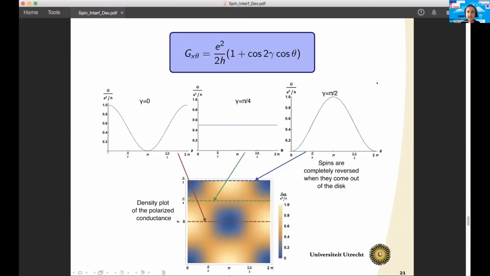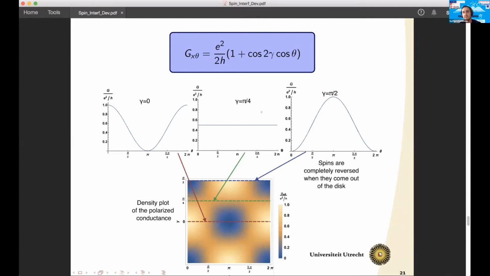And what we find is that the polarized conductance has a modulation pattern which looks pretty much like this. Here in the density plot, we look at three cuts. Gamma equals 0, which is at 0 Rashba. At 0 Rashba, of course, the injected spin, if it enters in the x polarization, comes out as an x polarization. So the conductance is maximum at theta equals 0 and 2 pi, and it's minimum when the detector is placed in the opposite direction to the injector.